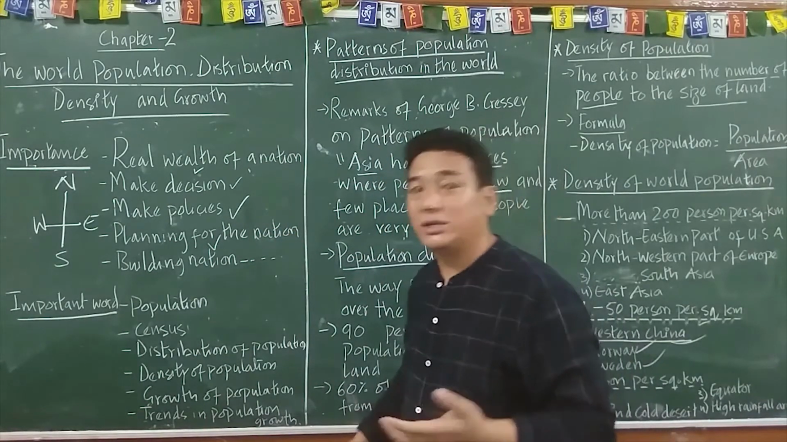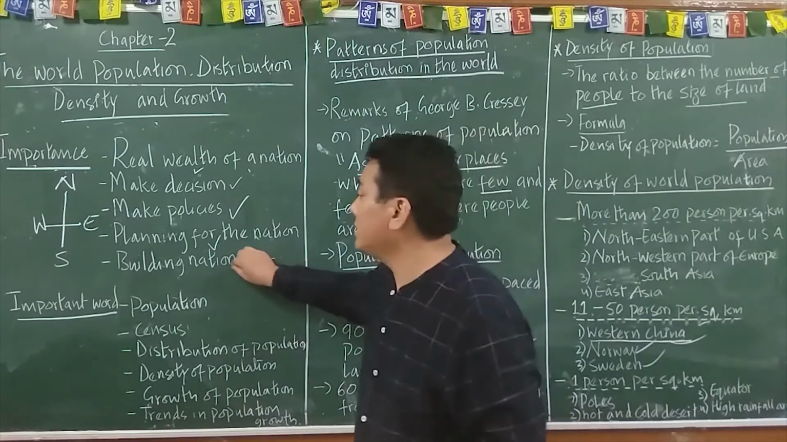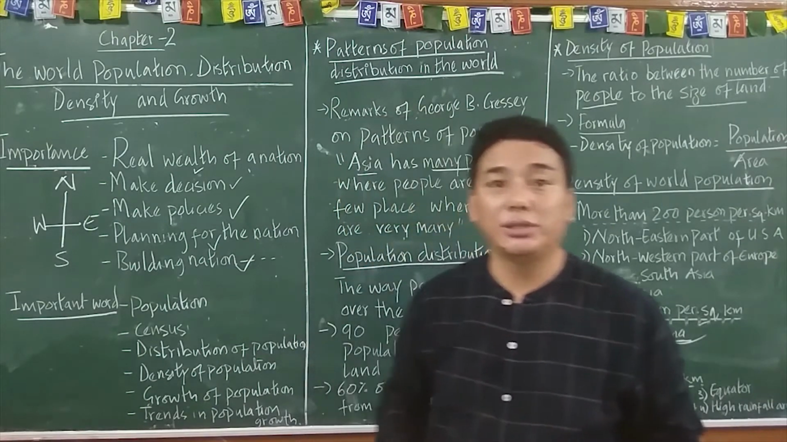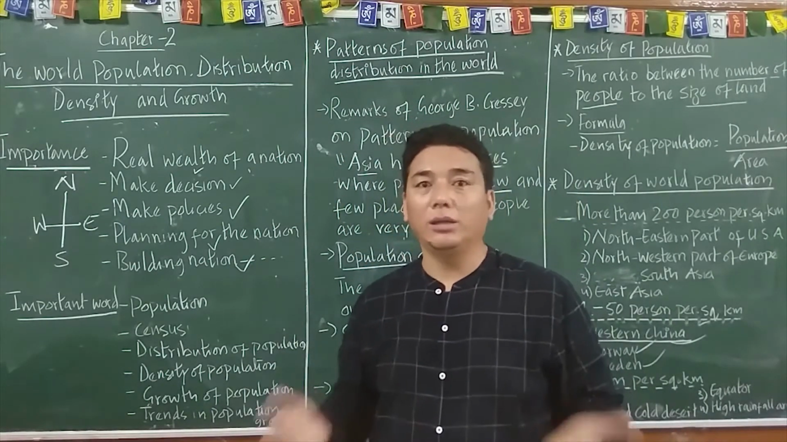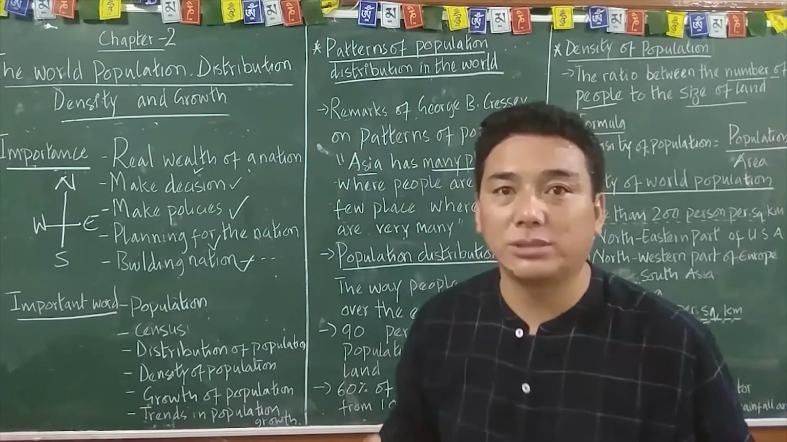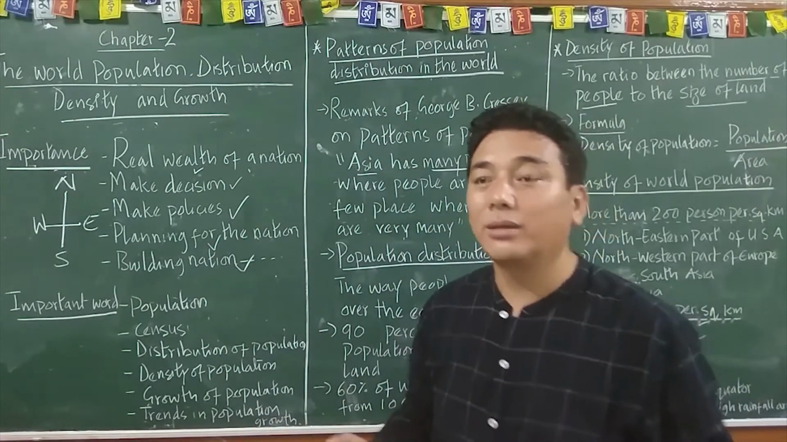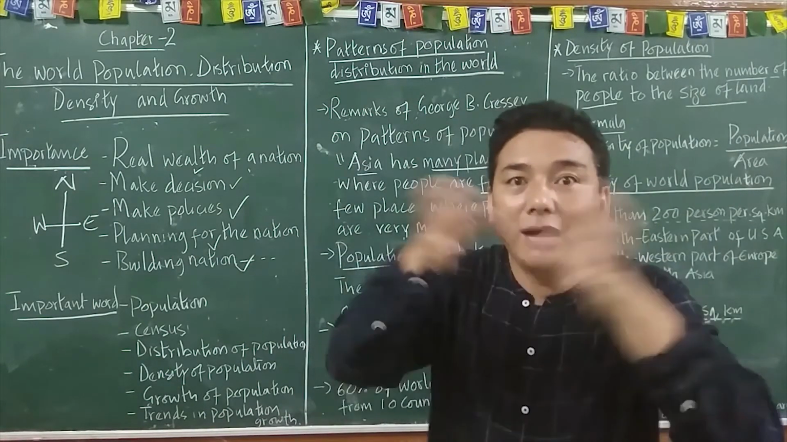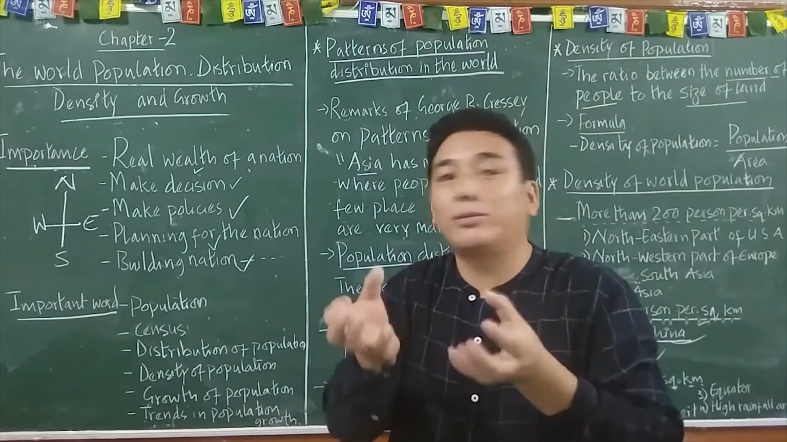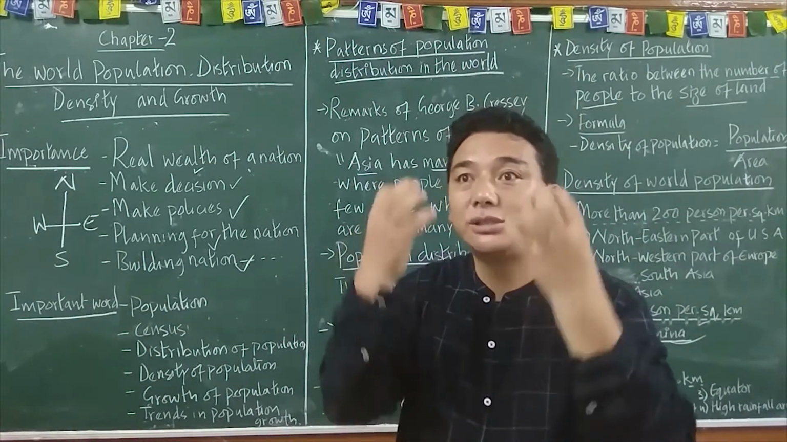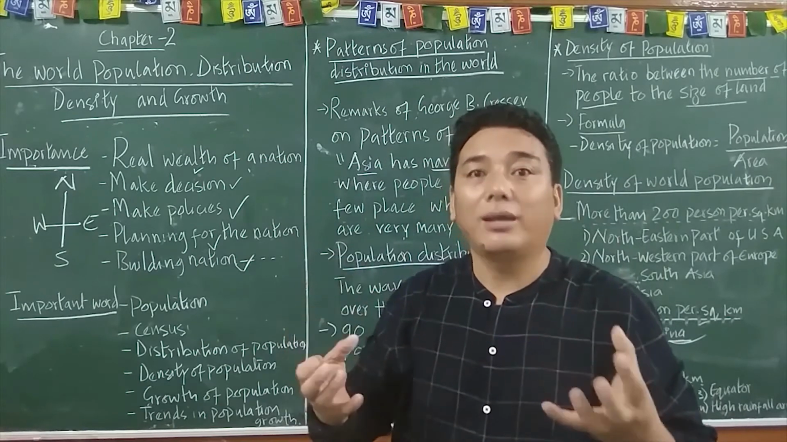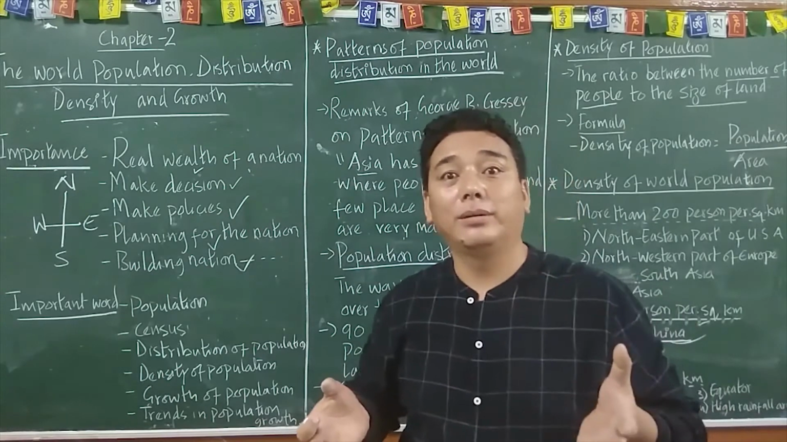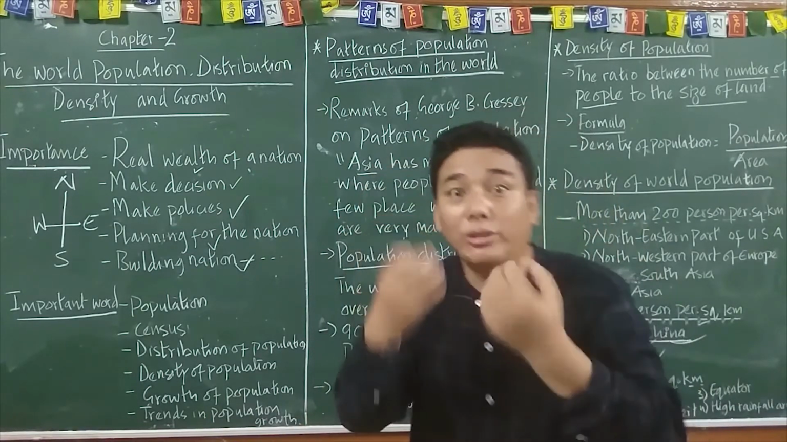Okay, and then next, building nations. The building up of a nation is done by the population. Is that okay? And ultimately, a country is known by its people. Is it clear? For example, the Chinese people, African people, and Indian people, you can imagine them.